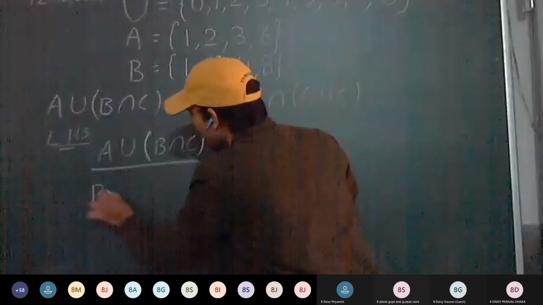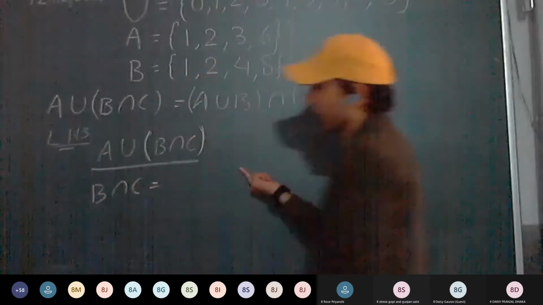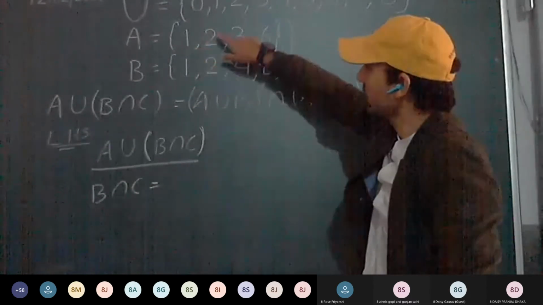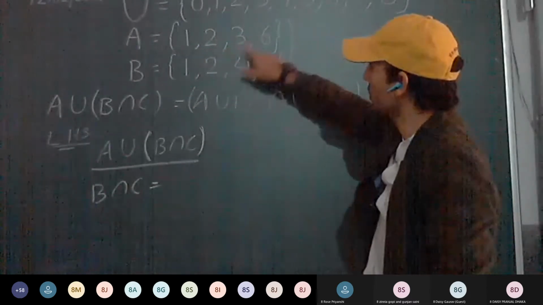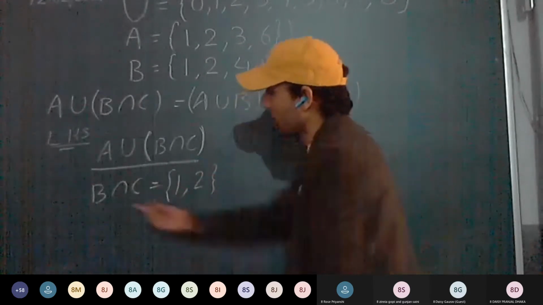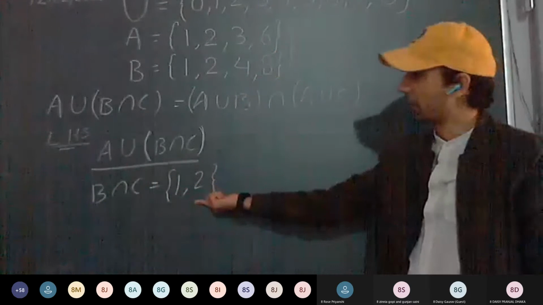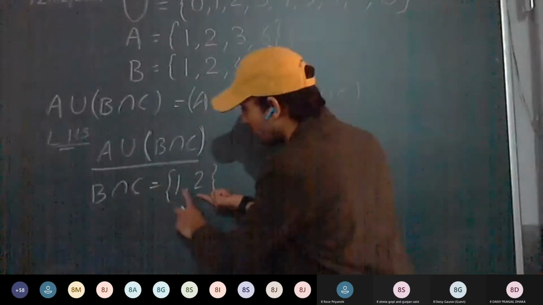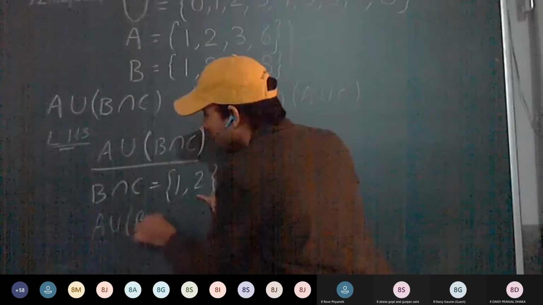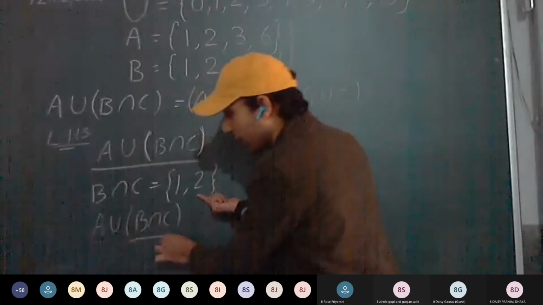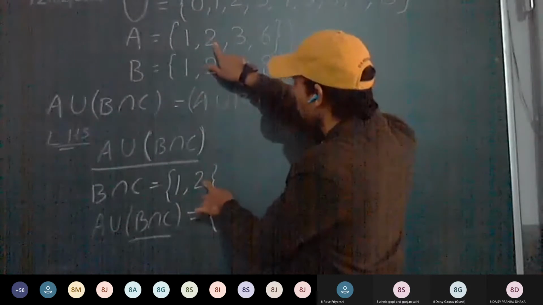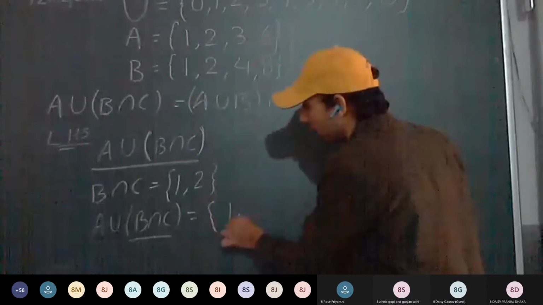So B intersection C first we have to find. B intersection C is 1, 2. We have calculated B intersection C. Now we'll be taking its union with A. A union (B intersection C), this we already calculated, their union will be taken. So 1, 2, 3, 6. That will be the answer.